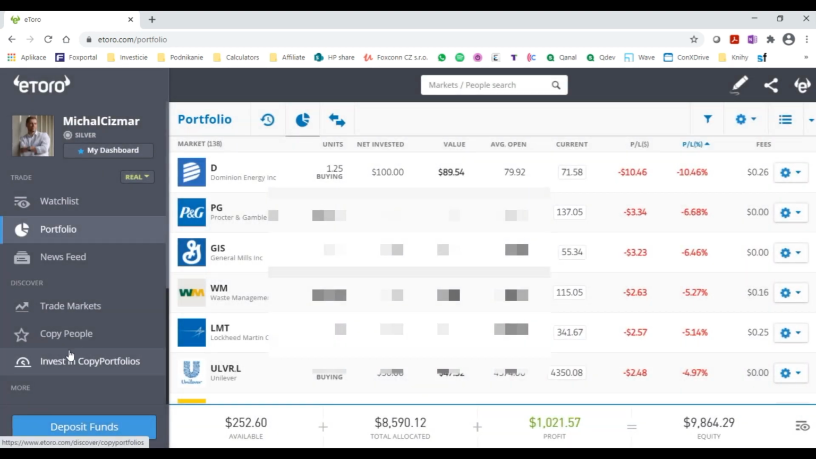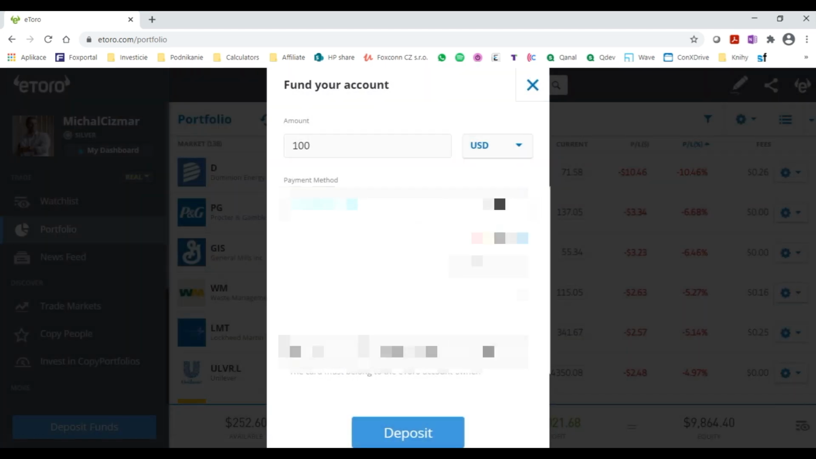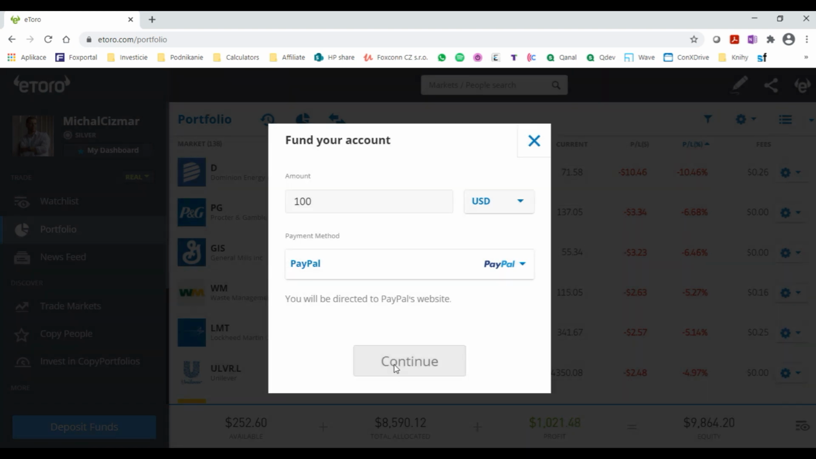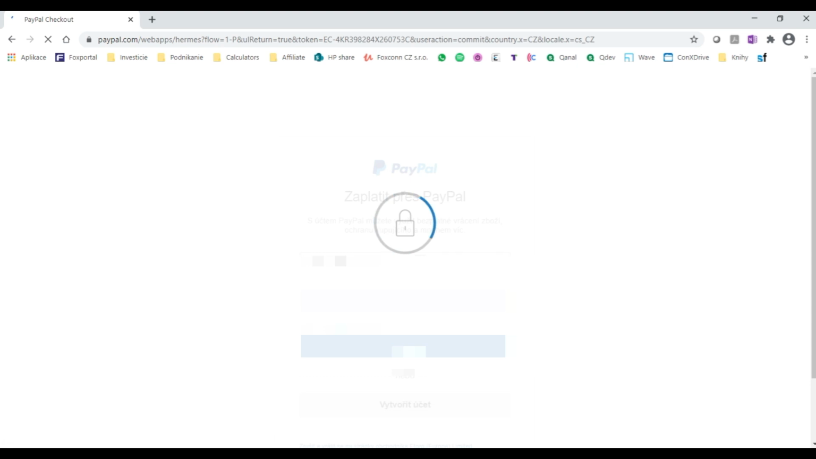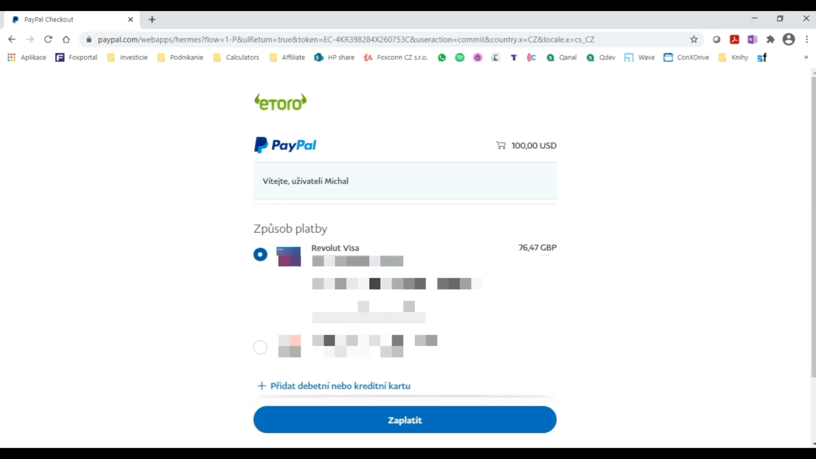And the last option will be PayPal. So I will choose PayPal. $100 is there. Continue. So you need to log into your PayPal account, of course. And then you need to choose your cards. You can have different cards connected to your PayPal. So I will choose Revolut.